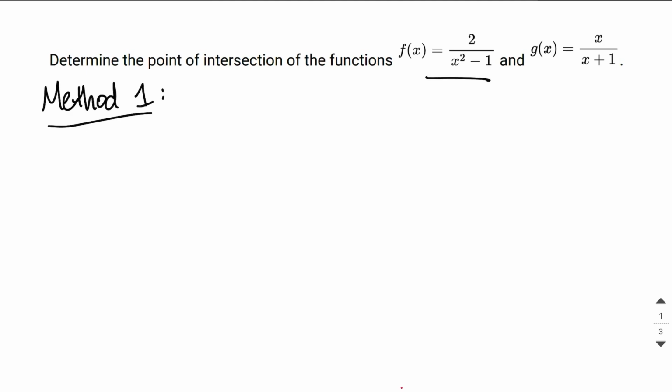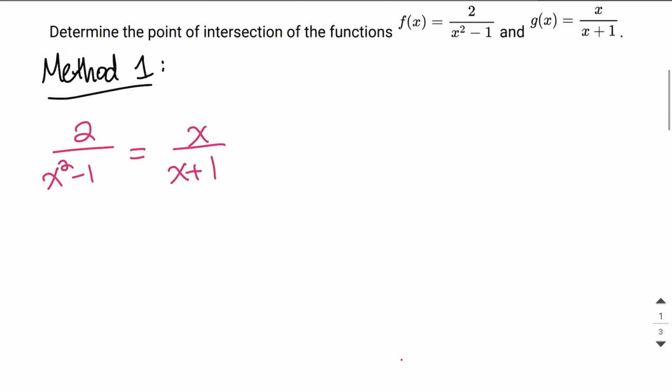So because I want to know where these two are going to intersect, I would set them equal to each other. So I'm going to say 2 over x squared minus 1 is going to equal x over x plus 1. Now, this is where you're going to be like, what? Why are we doing this? But I promise you it will make sense when we get into our inequalities.